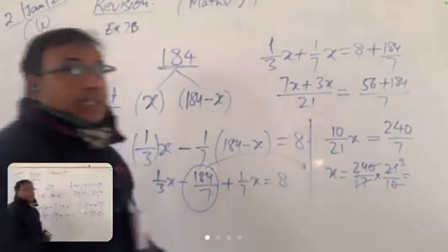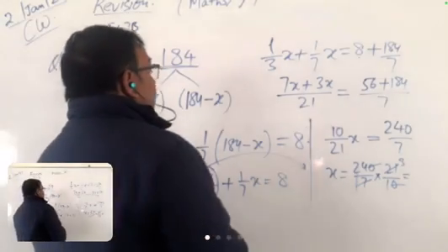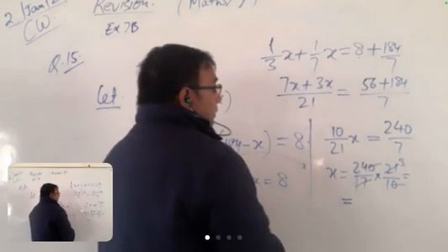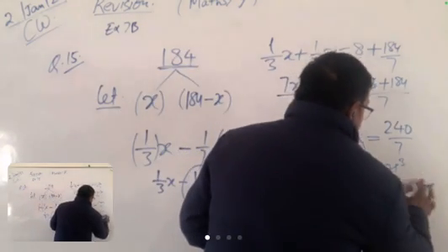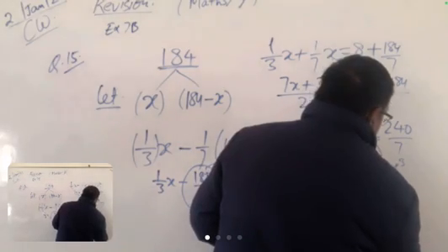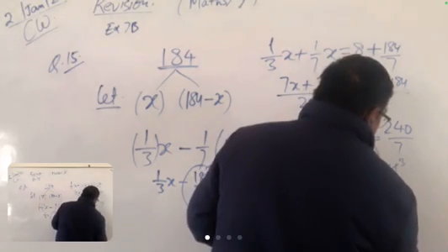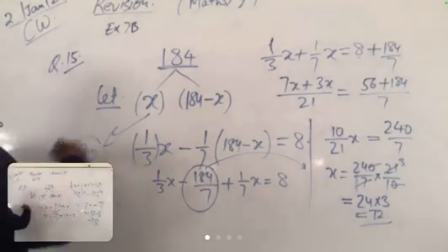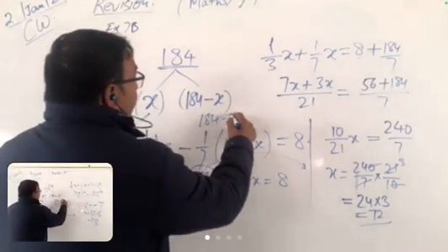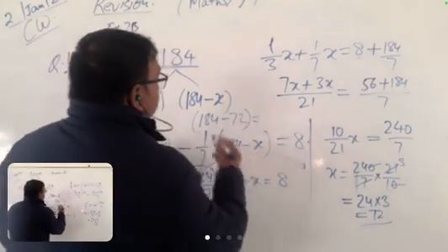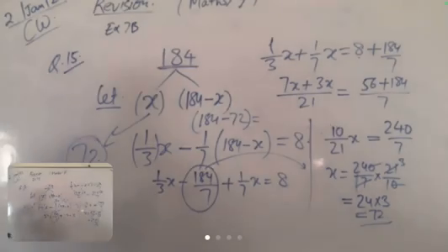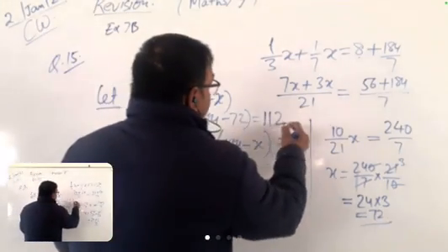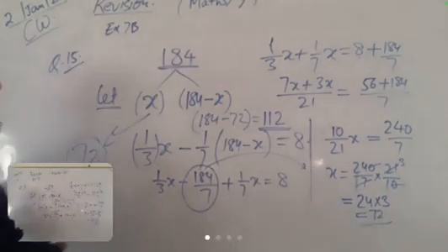So 24 threes, now tell me how much is 24 threes? 24 threes are 72. So the first part is 72 and the second part is 184 minus 72. So how much is it? 112. Now, clear, Akriti?